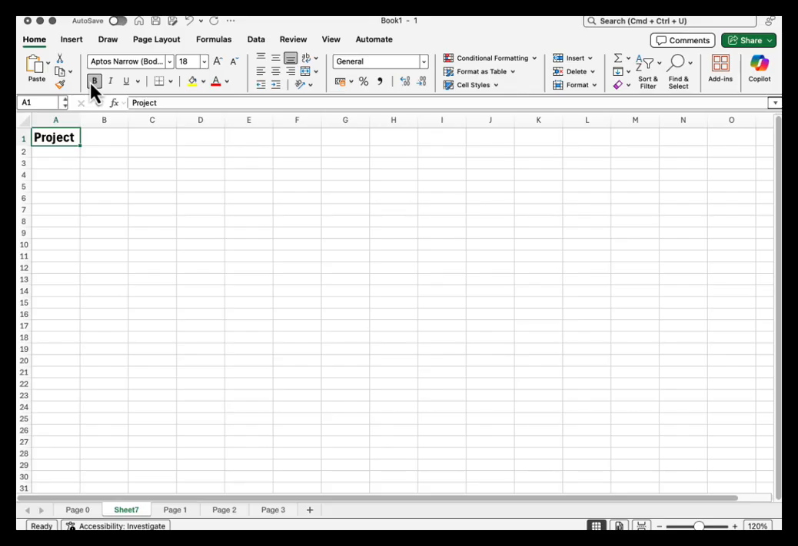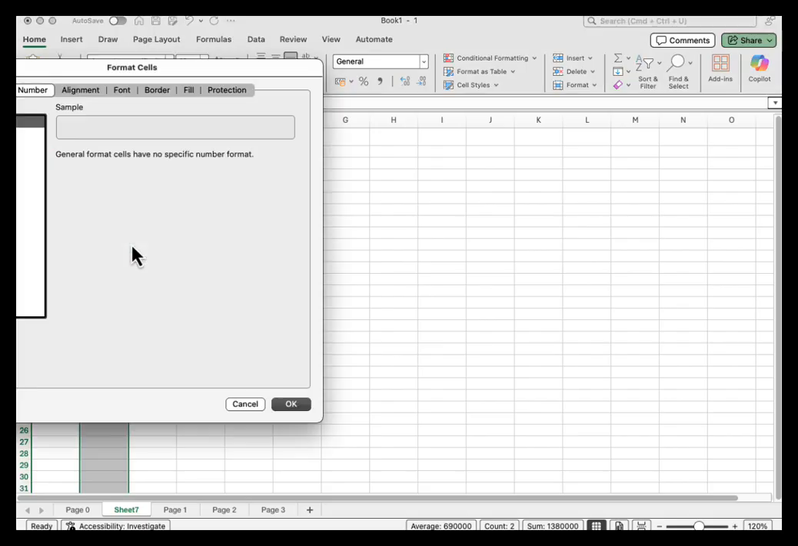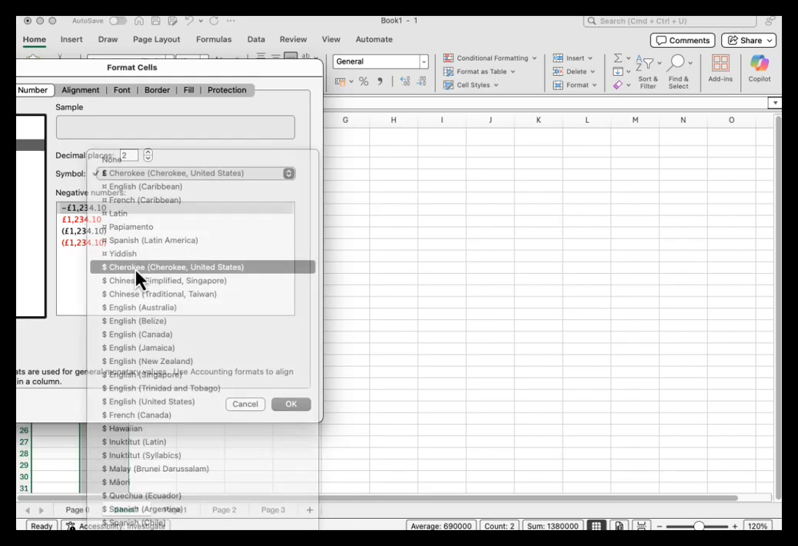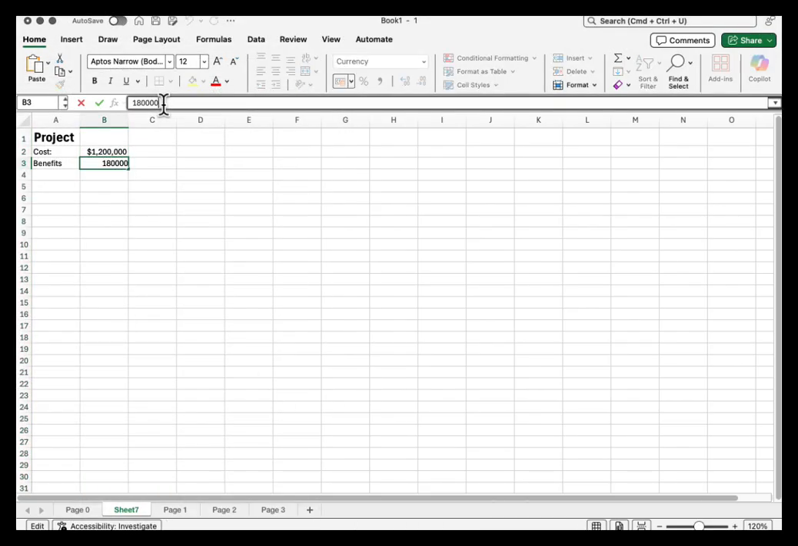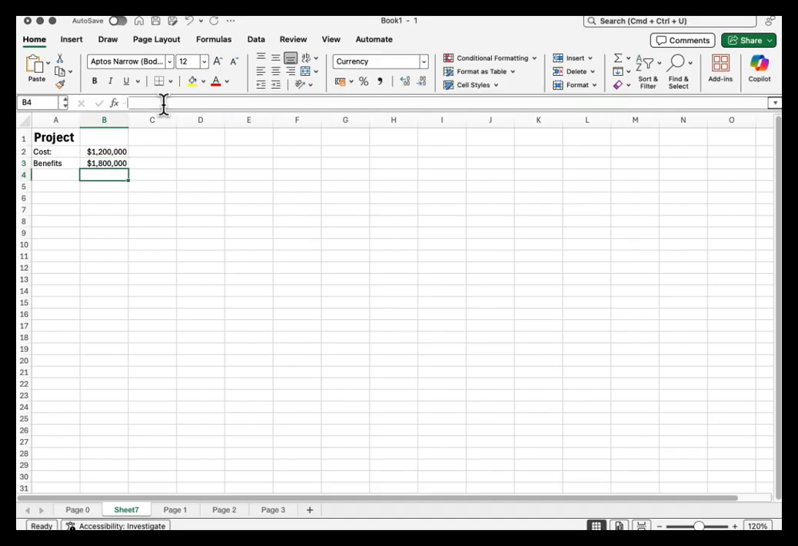Okay, and we start off by saying cost. And we'll say 1.2 million, I think. And we'll say benefits. And to keep things simple, we'll say 1.8 million. Okay, let's put them both in dollars, currency. Oops, need an extra zero there. There we go.